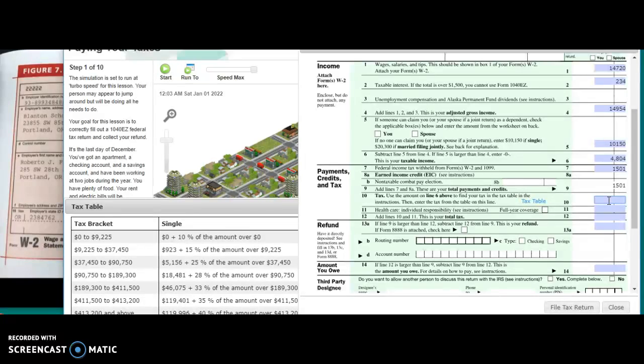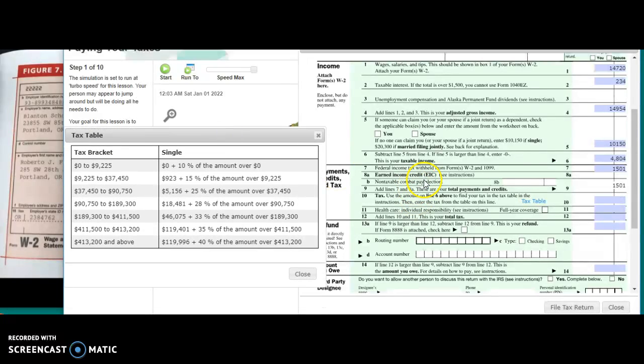And we're going to take a look at number 10. Number 10 says tax, use the amount on line 6 above to find your tax in the tax table in the instructions. Then enter the tax from the table on this line. So let's go ahead and pull up this tax table over here. And we're going to take a look at line number 6, $4,804. So we need to find which tax bracket that amount falls into. Since we are in the first tax bracket here, we see that our amount, $4,804, is going to be multiplied by 10%. And that will give us line 10, or the tax.